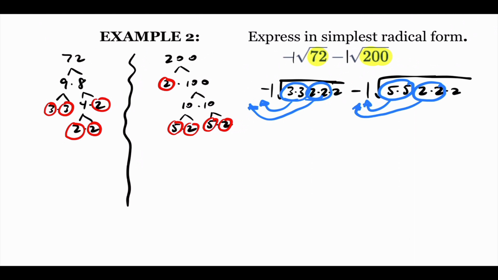Each one of these guys has 2 pairs. It's got a pair of 3s, so 72 has a pair of 3s and a pair of 2s. So 1 3 can come out and 1 2 can come out. If I got 1 3 and 1 2, what is that going to make on the outside? 6 times negative 1? Negative 6. Good. So it's going to be negative 6. And then that's just going to leave a square root of 2.